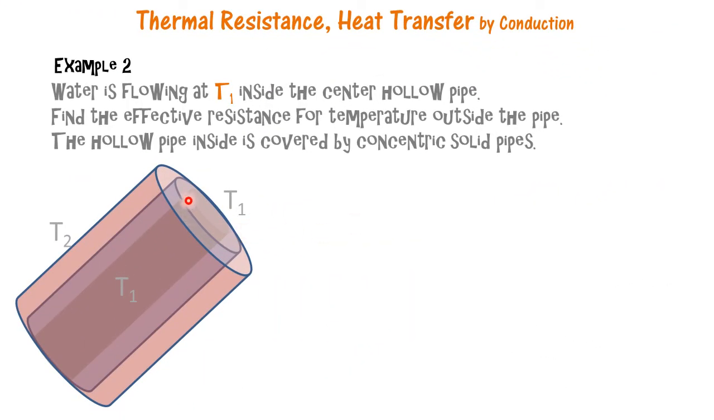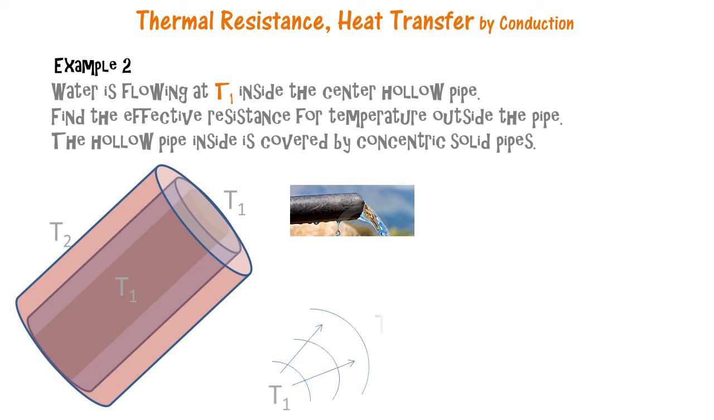Here we have a hollow pipe, and we can imagine the pipe. There is fluid flowing in the pipe at temperature T1, and we have to find the effective resistance between T1 and T2. So this is like heat radiating from T1 inside the pipe to T2, which is outside, and this acts like a series thermal resistance.